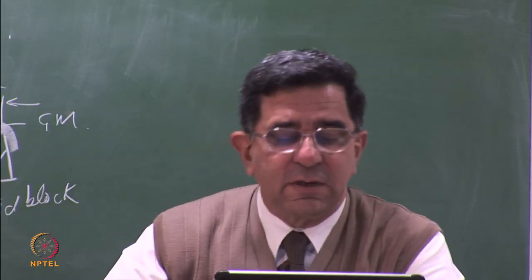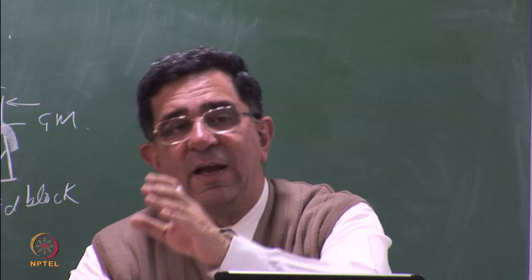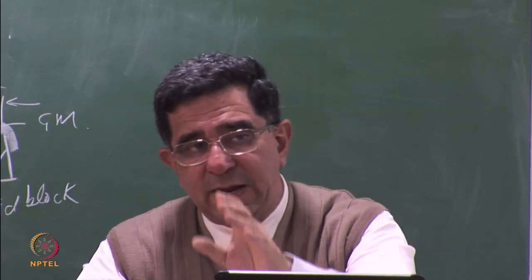If I put a geocomposite on a smooth geomembrane, I am getting 9 to 13, and if it's textured, I am getting 14 to 16. So textured geomembrane is better for slope stability. And there are other interface friction angles which I have given you here as well. But do remember that smooth will bring things to about 10 degrees, textured will bring things to about 15 to 20 degrees, and we have to be very careful.